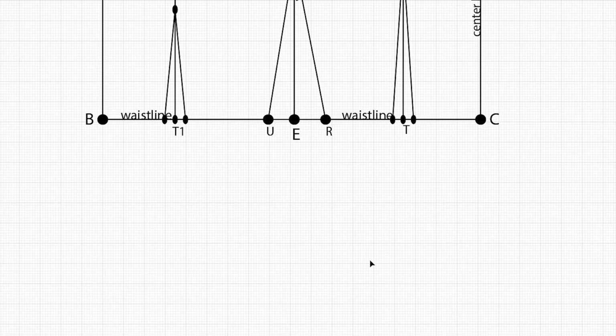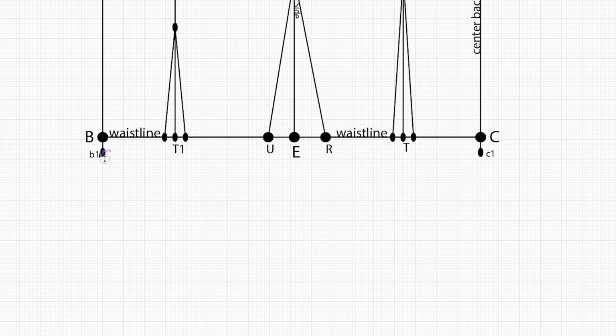Now we're going to work on the hip portion of our basic bodice. We're going to start off by creating some waist shaping on our pattern. To create your waist shaping, start at point B, go down 0.75 inches from point B and label that point B1. I want you to also go to point C and go down 0.75 inches and label that C1. Now that I've created my point B1 and my point C1, draw a line from B1 to point U.